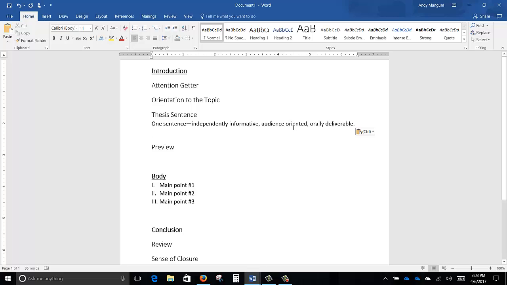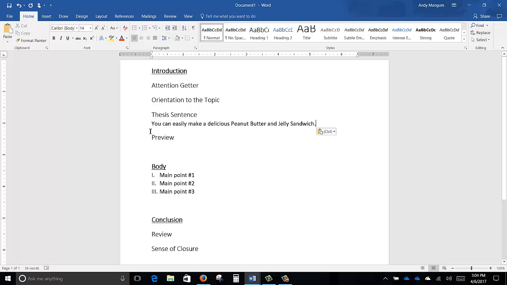It should have your audience included somewhere in the thesis sentence, either in the second-person pronoun, you, or a more specific statement about who they are. And finally, it should be orally deliverable. Because I don't want to get too technical in this speech, I'm going to use a very simple example of a thesis sentence that says, you can easily make a peanut butter and jelly sandwich.